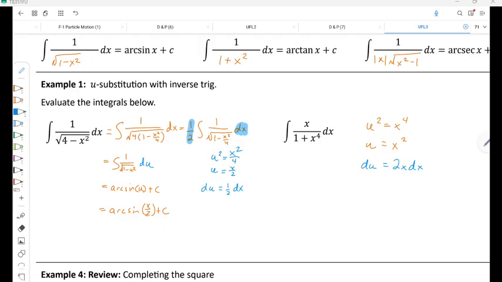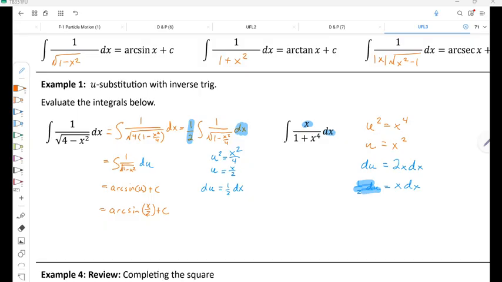But I don't have 2x dx. I just have x dx. So I'll multiply by a half. Divide by 2, yeah. Divide by 2, multiply by a half. Same thing, just what you choose to say. Which means that my x dx is going to be replaced with 1/2 du.